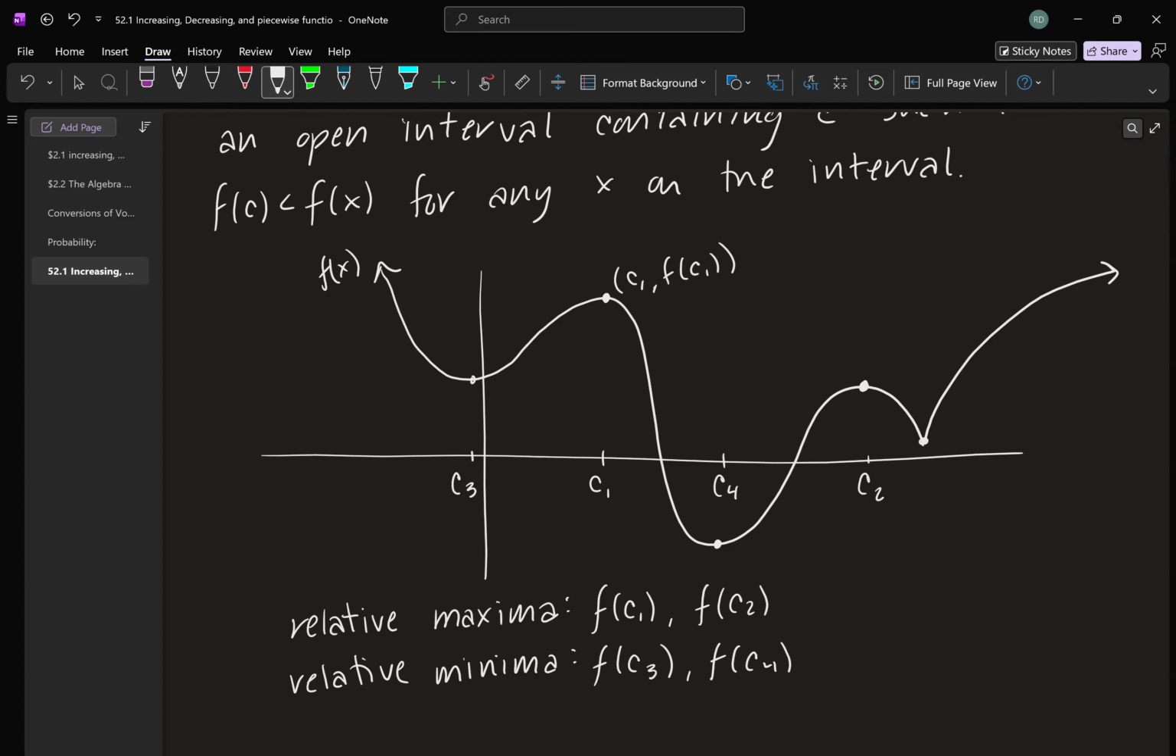And then even this point right here, even though it's a sharp point and it's weird, the graph kind of changes there. That is still a relative minimum because it is still the smallest point in a little interval around it.